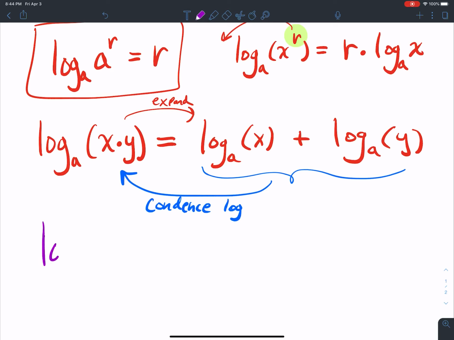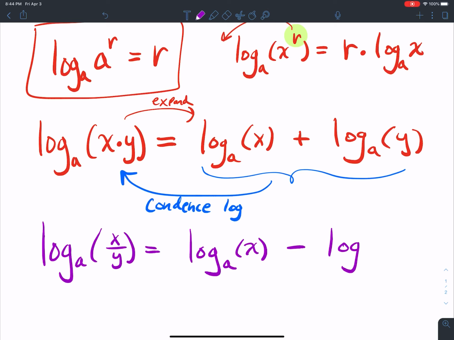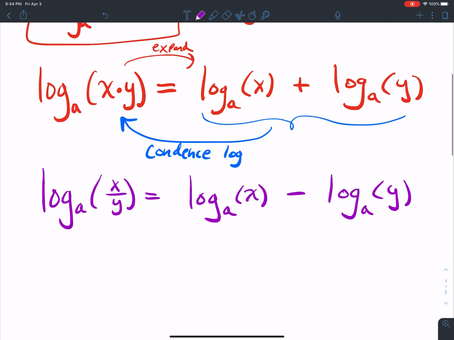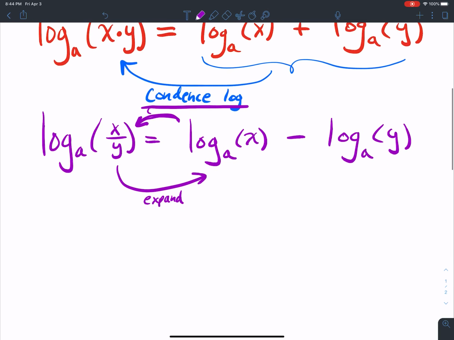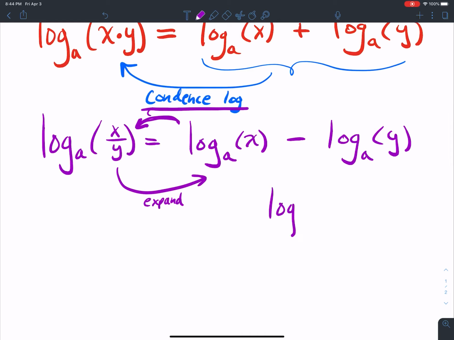Same thing goes for division, log base a of x divided by y. Remember, logs are exponents, so same base, add the exponents when you multiply. When you divide, what do I do with exponents? I subtract the exponents. Same story. If I want to expand, spread it out, and if I want to condense, I go back to just one log.